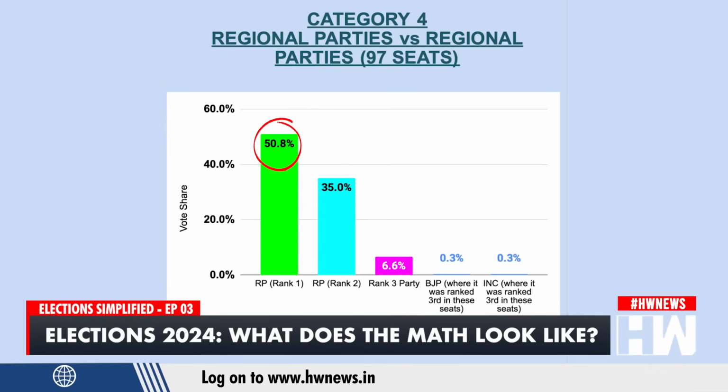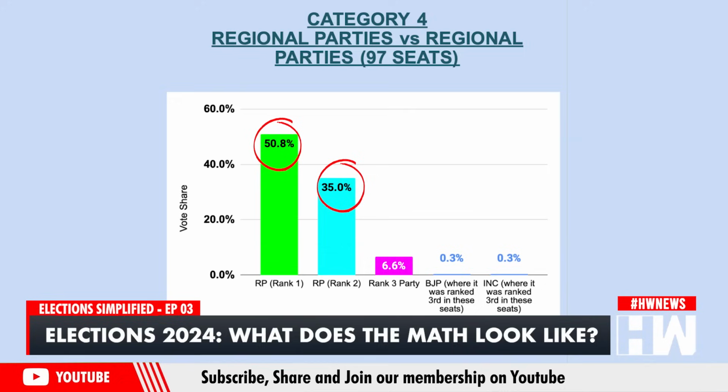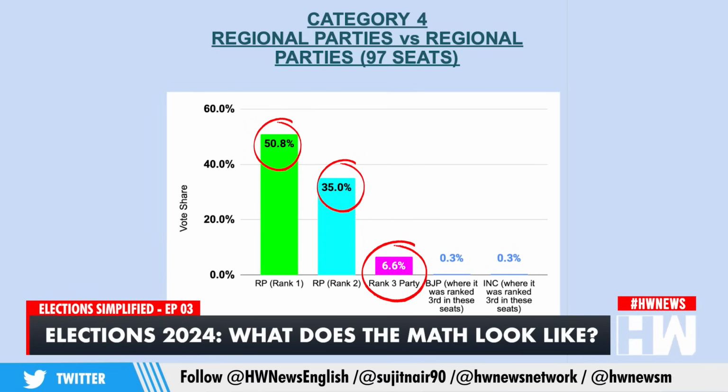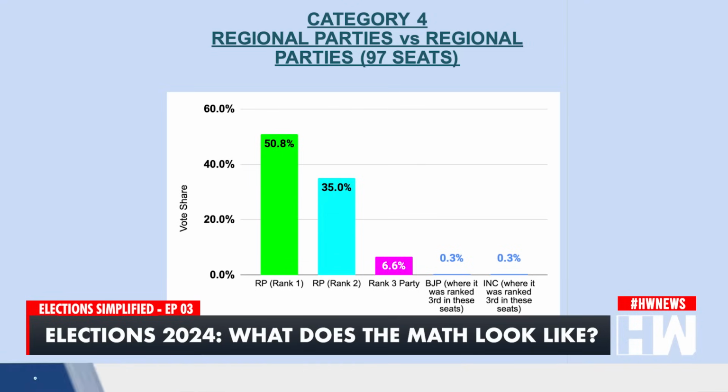The winner party recorded 51% vote share and the runner-up 35% vote share, meaning the gap here was also high, like the category 1 contest, 16%. The third party secured just 7% vote share, which is perhaps not enough to cover this gap of 16%. The Congress and the BJP have a limited role on these 97 seats.